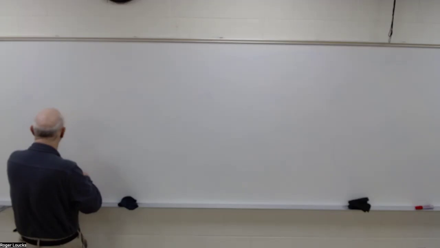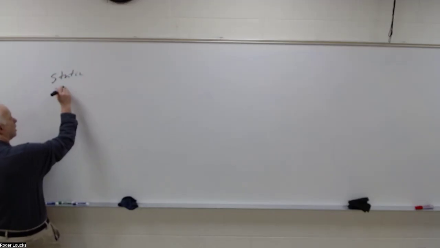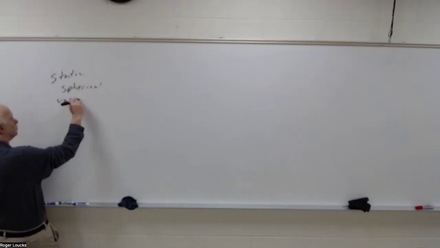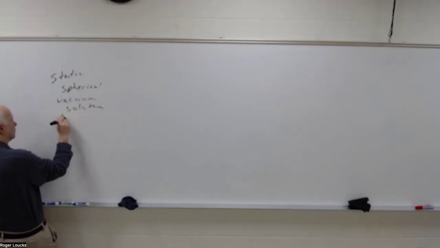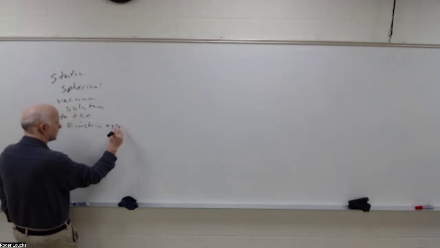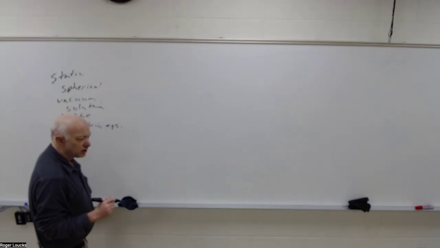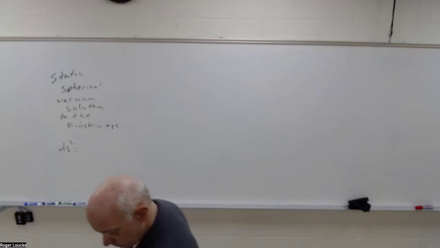Okay. So last time we had a static, spherically symmetric vacuum solution to the Einstein equations. And we worked this out. It ended up being that the metric is this ds squared. I'm going to show this here.